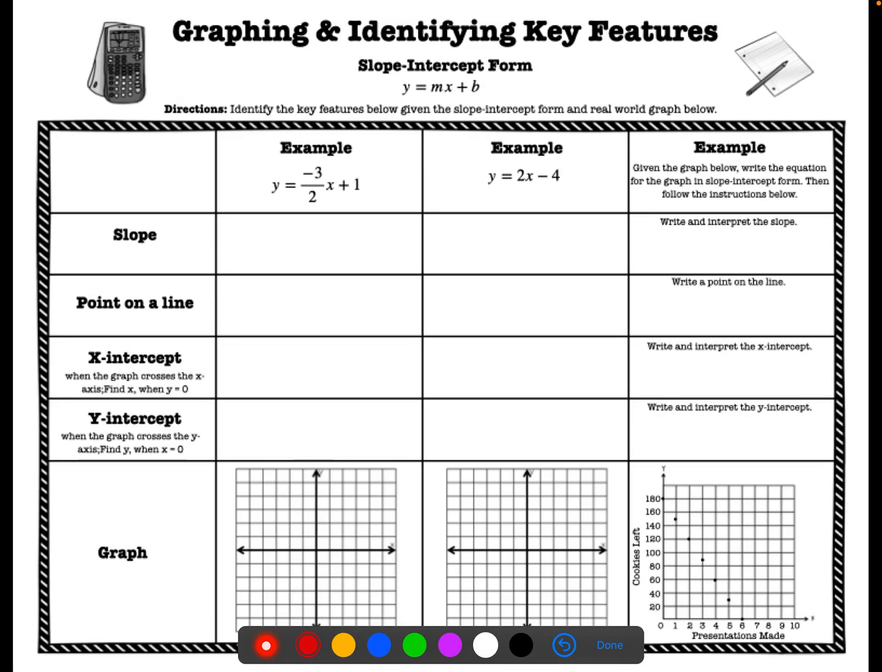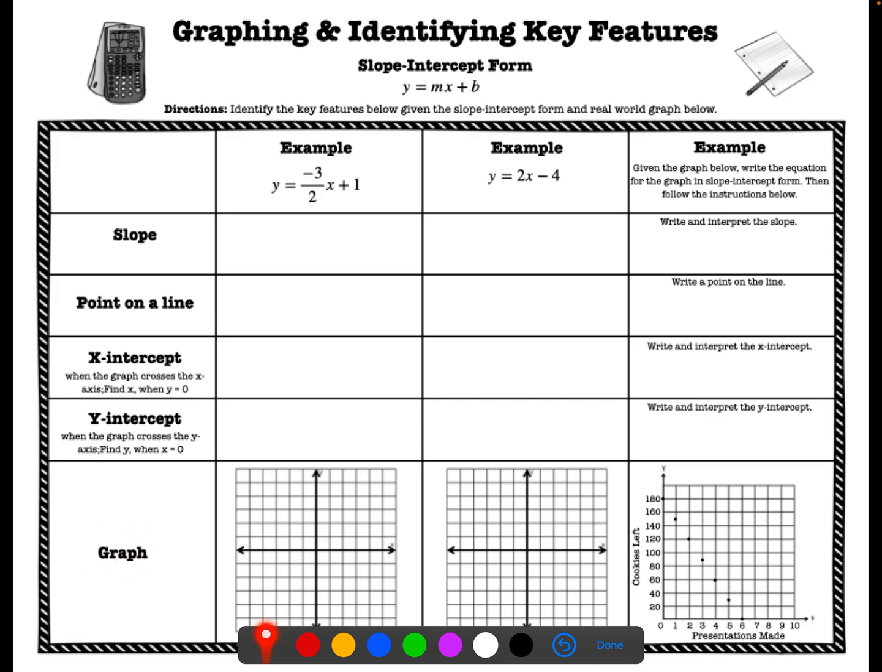Okay, today we're going to talk about key features of linear equations or linear functions, and particularly when we're dealing with the slope-intercept form, y equals mx plus b. So when we look at this first example, we have y equals negative 3/2 x plus 1. In particular, we're going to look at the slope, the point on the line, the x-intercept, the y-intercept, and finally we're going to put it together in a graph.